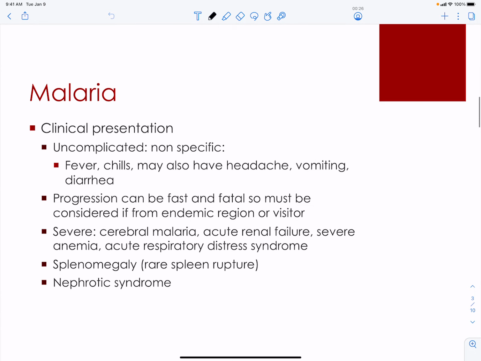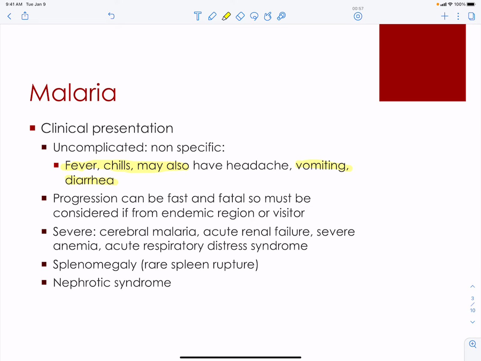So malaria is a disease that is going to depend on which type of malaria you're exposed to. And you're going to typically have a clinical presentation that looks like a flu-type infection. However, you also will have vomiting and diarrhea, which is not flu-like. Your progression can be very fast, and a lot of it depends on what area you're in.